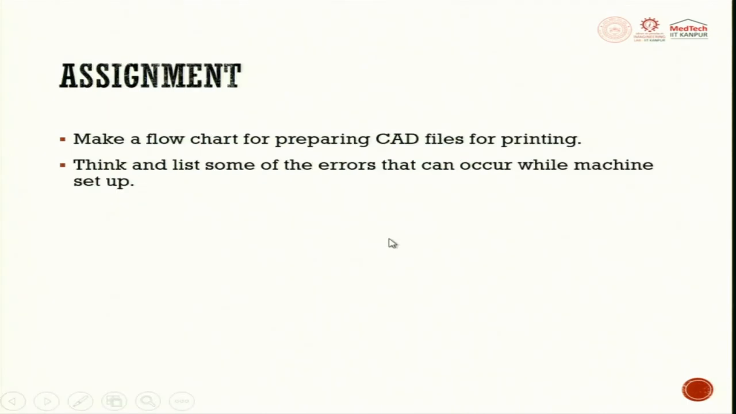The assignments are two. Again, they need not be submitted. Make a flowchart for preparing a CAD file for printing. Think and list some of the errors that can occur while machine setup is not done properly. I said one is leveling error. Like that, you should sit down and list all the things possible from the understanding of this course. Thank you so much.